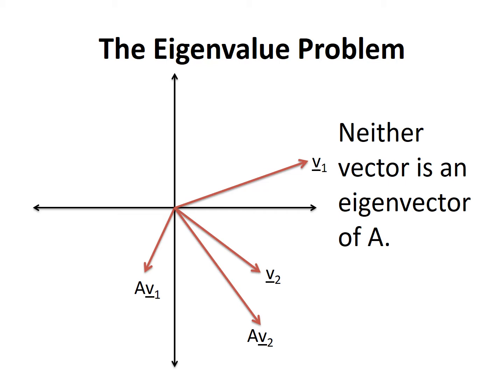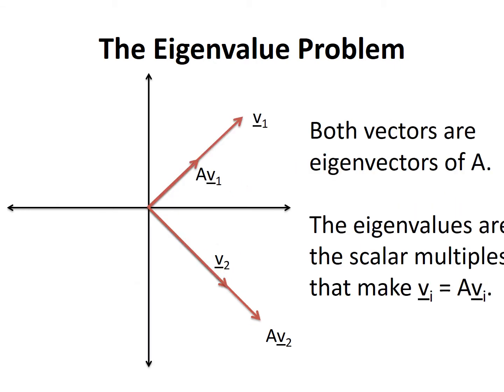Another interpretation of this expression is that the vectors v1 and A v1 must lie in the same direction in the plane. In the example on this chart, we have chosen a vector v1 that does not solve the eigenvalue problem. Likewise, in this example, if we choose a vector v2, we also note that v2 and A v2 do not lie in the same direction. Therefore, v2 is not a solution of the eigenvalue problem either.